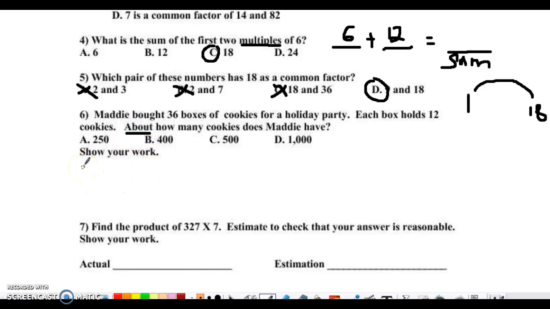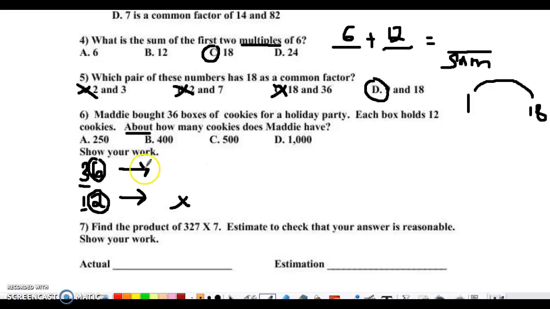So we're talking about a multiplication question, because if you have 36 boxes of cookies and there are 12 cookies in each box, if you multiply them together, you will get the exact actual answer. That's not what we're looking for here. We're looking for an estimated answer. So I need to round both 36 and 12 to the highest shared place value and then multiply.